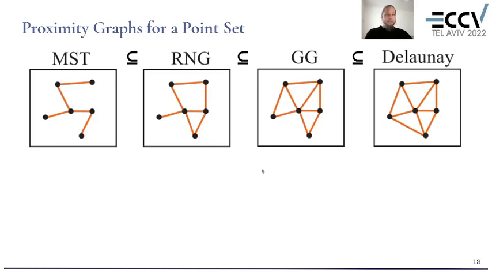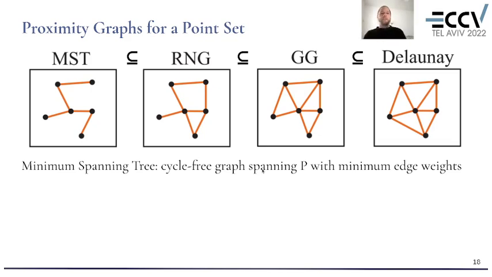Next are proximity graphs for a point set. Here you can see 4 proximity graphs starting with the minimum spanning tree, and these are all subsets of the graph on the right, until the Delaunay graph. So the minimum spanning tree, also Euclidean minimum spanning tree or EMST, is a graph that is free of cycles. It spans P, that means all points are connected, with minimum edge weights, that means total edge length is minimum.